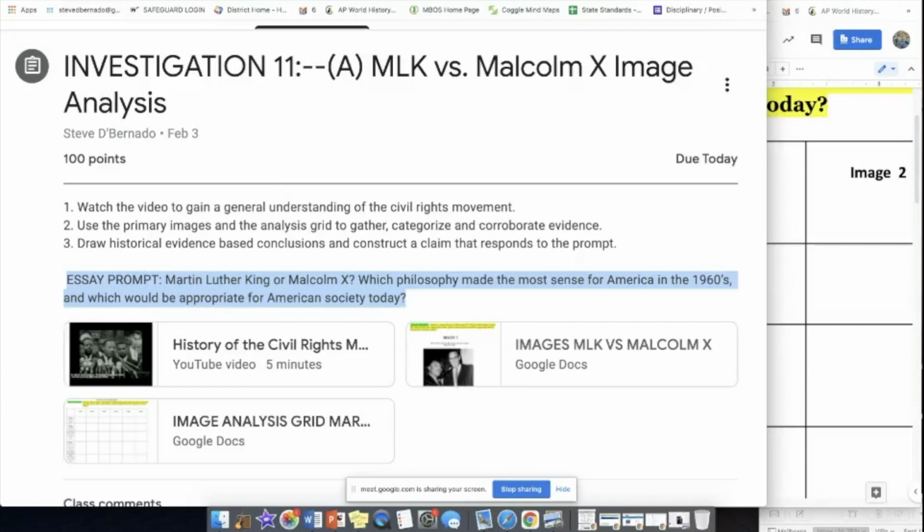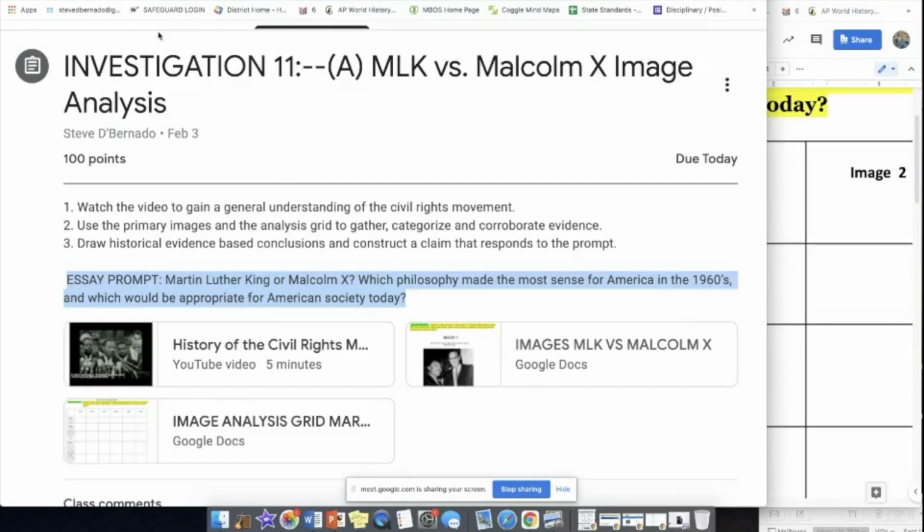Very complicated, complex question. In order to answer that question, we have to get to know what was the civil rights movement. You just watched a short video that introduced you to it in the 1960s. We have to learn who Martin Luther King Jr. was, who Malcolm X was. We have to look at the similarities and differences in their philosophy on the equal rights movement, their plan. So the first thing we're going to do is look at some image analysis.